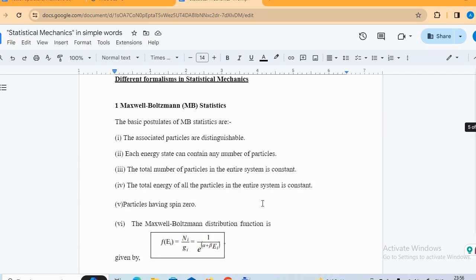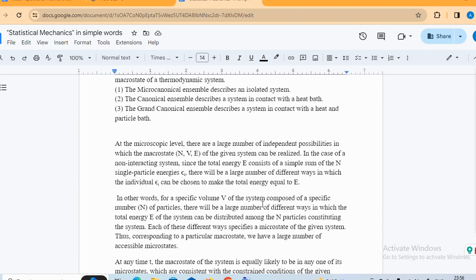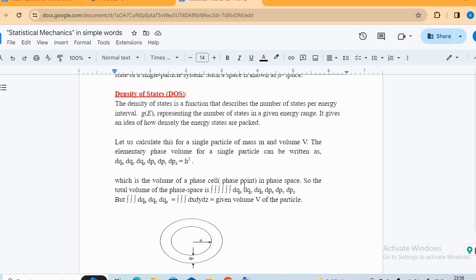In statistical mechanics, we are talking about a bulk material. One can assume the particles are arranged in different levels and different states. These different levels and states give you the concept of microstates, and a large number of microstates gives you the concept of macrostates. When you have a large number of systems, meaning a continuous system in a small region, there will be a large number of energy levels and states. Then comes the concept of phase space and density of states. One can easily calculate the number of energy states available in a certain range.